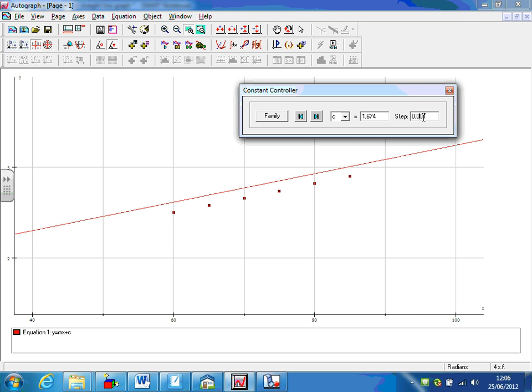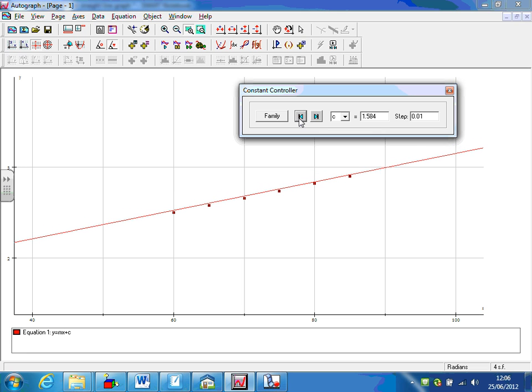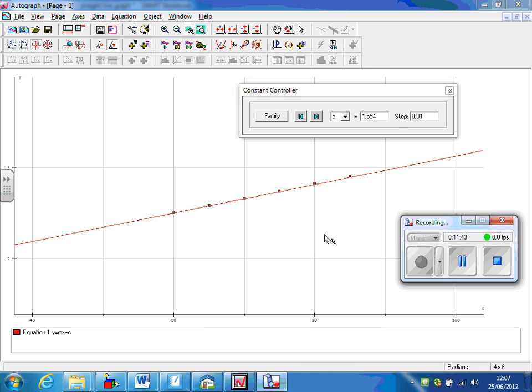So I need to increase the step size a bit. We're getting there. So you can see the idea. Okay, I might change M and C slightly now, and you could zoom in again on these data points. But the idea is to get values for M and C by using Autograph, and that will then give you these values for the equation of the line.